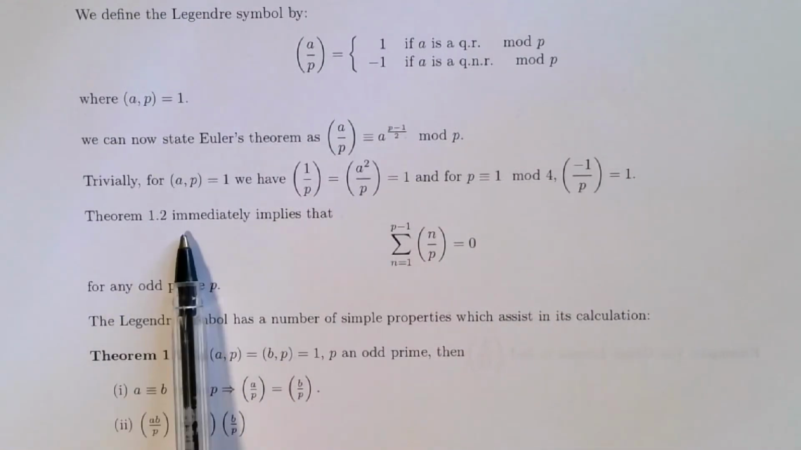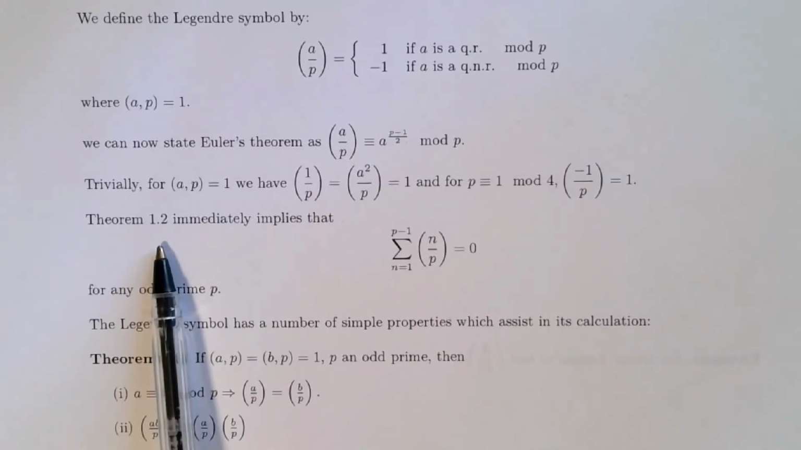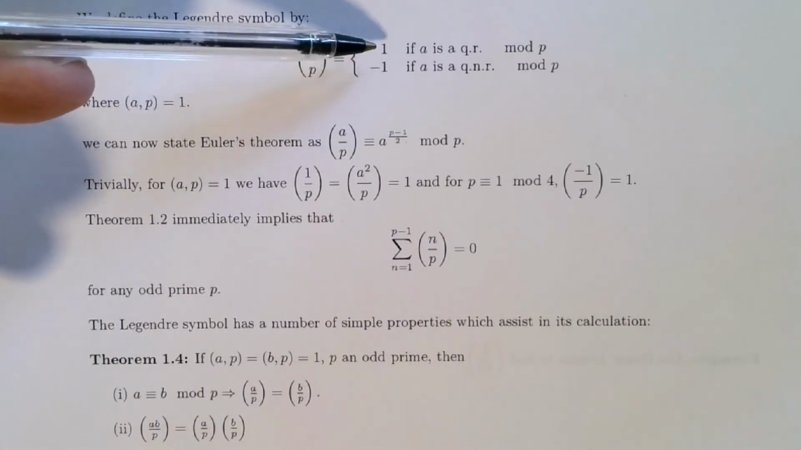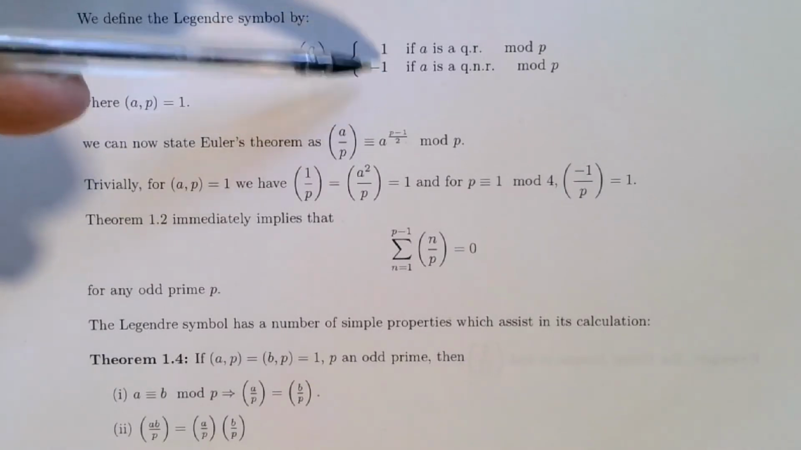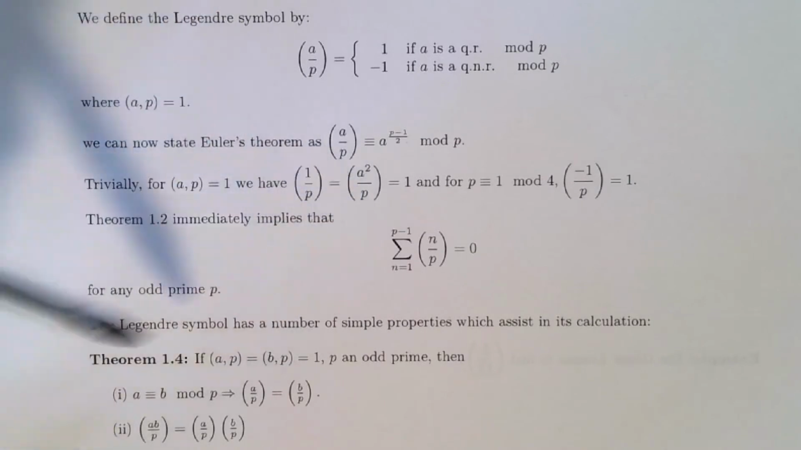Now, theorem 1.2, we saw that half the numbers in Z_p are squares and half the numbers are not squares. So half the numbers are going to give me a Legendre value of 1, and the other half are going to give me minus 1, and if I add them all up, you must get 0. So that's an immediate consequence of that there.